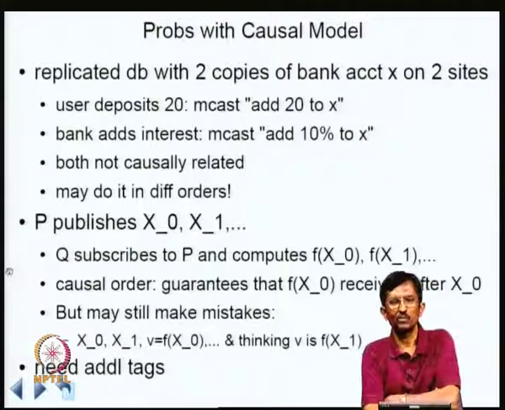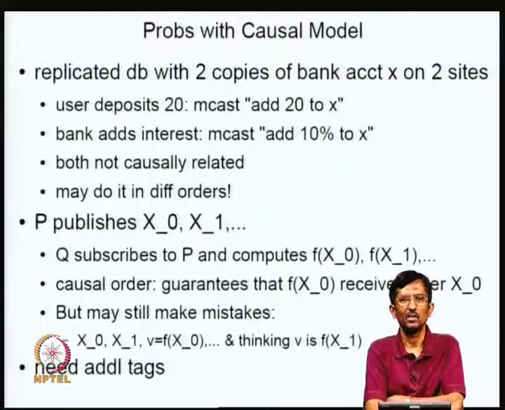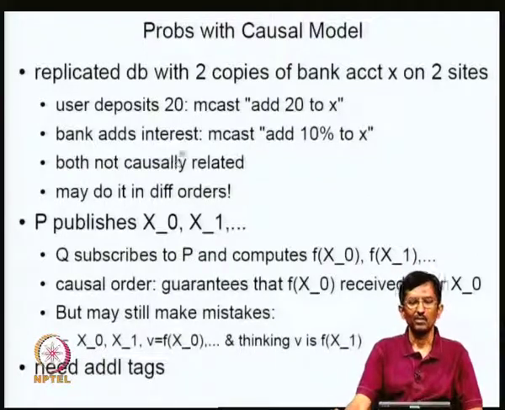Now, let me mention that this causal model can sometimes be misleading, so one has to be careful. You have to see exactly what its capabilities are. For example, consider a replicated database, and you have 2 copies of a bank account on 2 sites. Multiple operations may be going on. The first one deposits 20 units of currency. The equivalent of that is to multicast: add 20 to x.